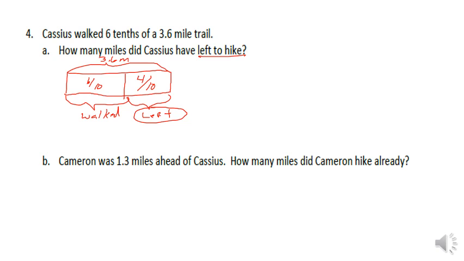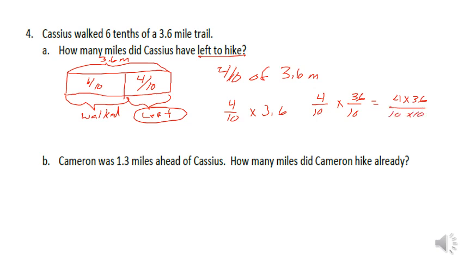So now I want to know what 4/10 of 3.6 miles. In other words, I want 4/10 times 3.6. So I'm going to turn this to a fraction, 4/10 times 36/10, which equals 4 times 36 over 10 times 10, which is going to equal 144 hundredths. And I know one of the 4's is going into the hundredths place, so I'm putting 144 with the 4 in the hundredths place. So I can see that he has 1.44 miles left.